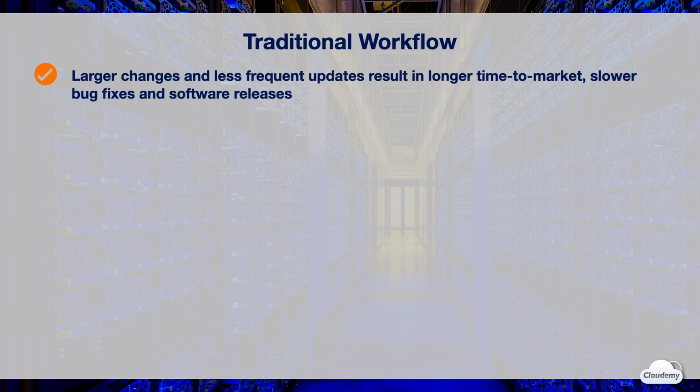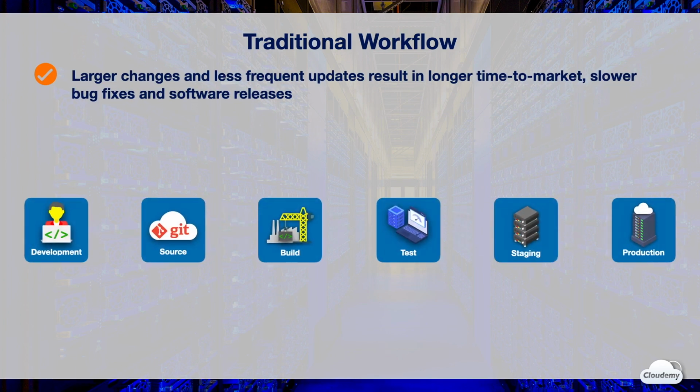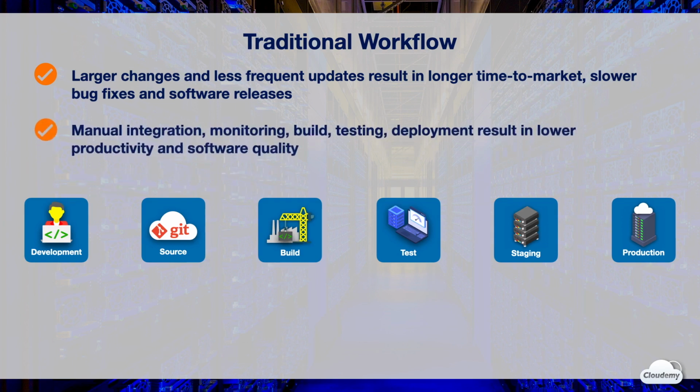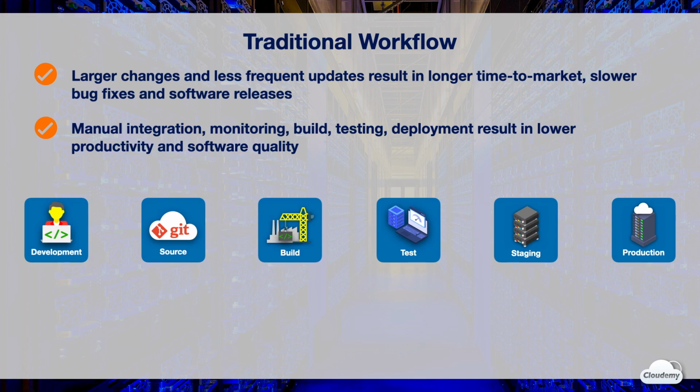Traditionally, when you develop and manage software releases, it involves complex and lengthy release cycles and manual processes. Your team develops software features in branches and pushes a large chunk of code changes once in a while. These changes go through the build, test, and deployment processes in different stages before releasing to production. Larger software changes and less frequent updates may have more impact on the production environment. Complex and lengthy release cycles result in longer time to market and slower bug fixes and software releases. The release cycle heavily relies on manual integration, monitoring, build, test, and deployment, which can result in lower productivity, inconsistency, and poorer software quality. Manual release processes often require a dedicated release team, which implies higher operational costs.